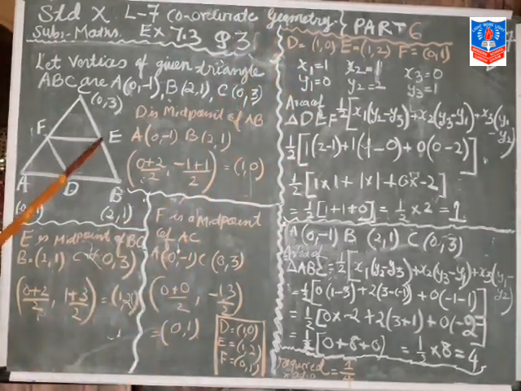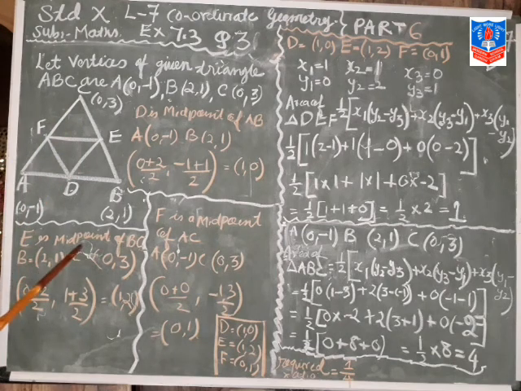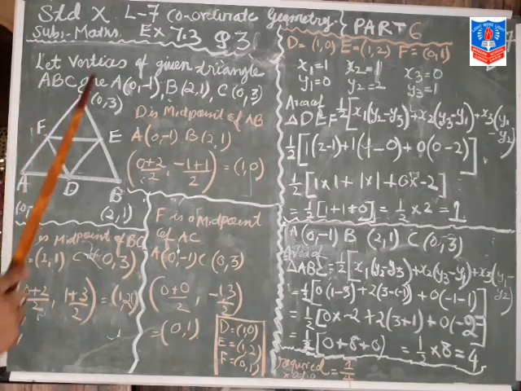Then E is a midpoint of BC. B is 2 and 1 and C is 0 and 3. So now 0 plus 2 and 1 plus 3. So here 2 upon 2, that is 1, and 4 upon 2, that is 2. So we can write E, that is 1 and 2. Clear, children? Now F is a midpoint of AC.